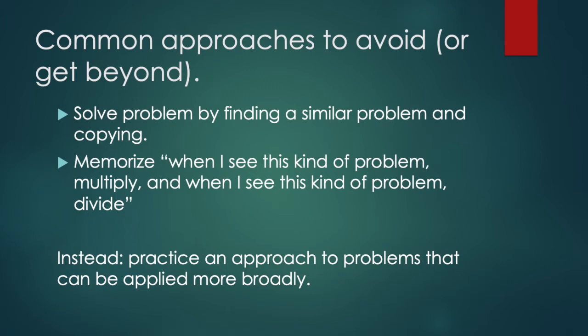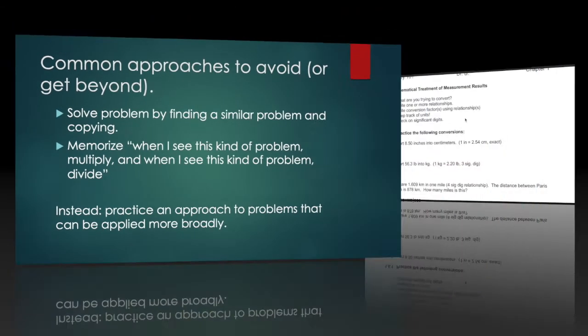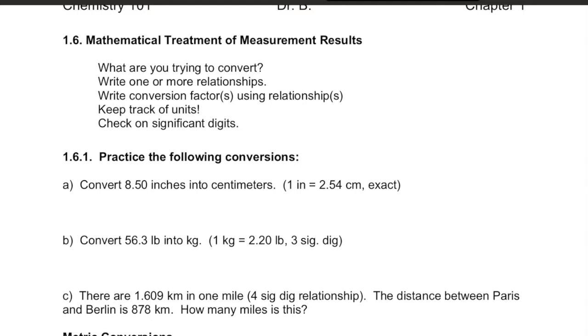A better approach is to find a problem-solving strategy that can be applied more broadly. And unit conversions is a good strategy that can be applied to a lot of different chemistry problems. So let's take a look at that. So here in section 1.6, we're learning an approach to conversions, and a lot of stuff that we're going to be doing in Chem 101 can be looked at as a conversion.